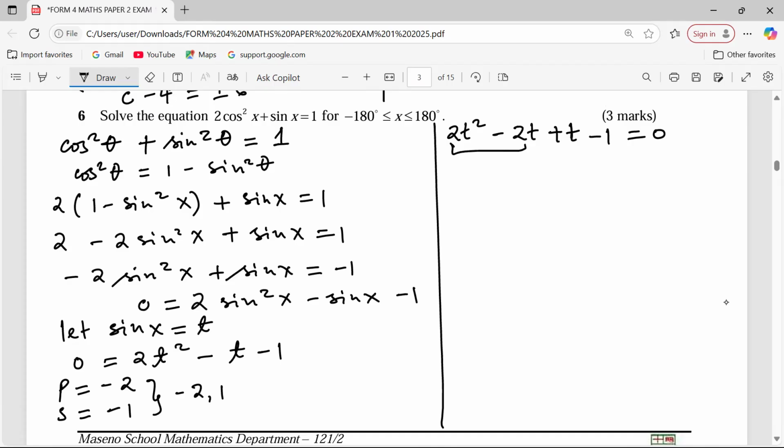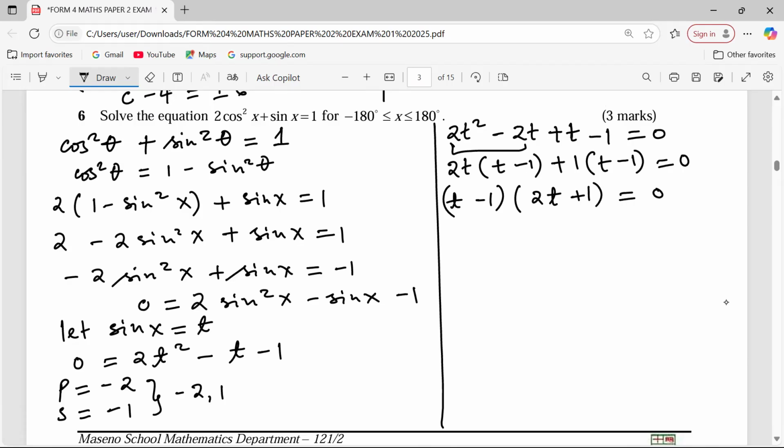From the first two, I can factor out 2t to remain with t minus 1. Then plus 1 times t minus 1 in the brackets that way. So I'm having t minus 1, 2t plus 1 equals 0.